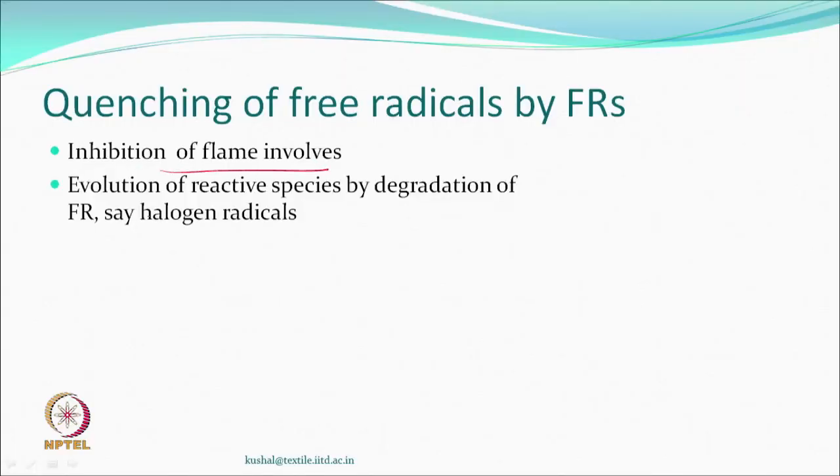So, inhibition of the flame means that there is an evolution of reactive species by degradation of the flame retardant. For example, halogen based compounds can do this kind of a job. For example, if this is a halogen based flame retardant, it can produce gases like halogen gas. If suppose this was a chloride compound, then it will be HCl. If it was a bromine based compound, then it will be HBr, and so these type of gases will be produced, and these gases by themselves are not flammable, but they start participating in the quenching of the free radicals that have been generated during the combustion process.